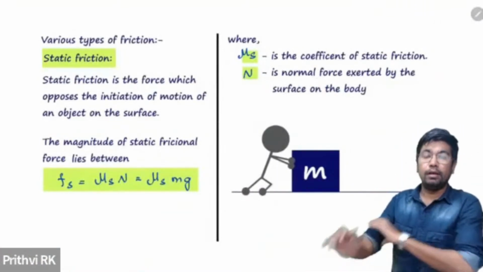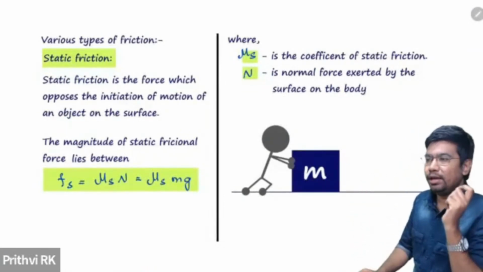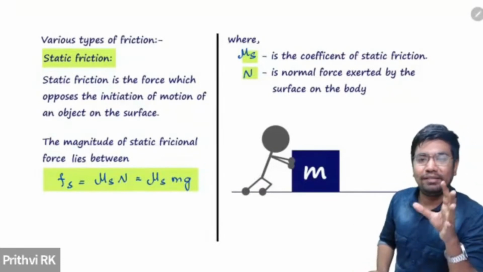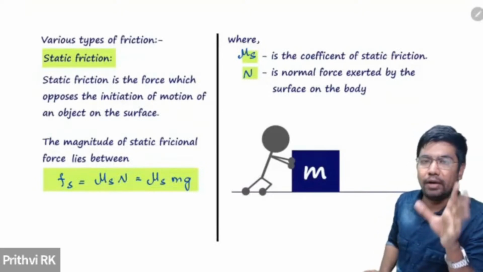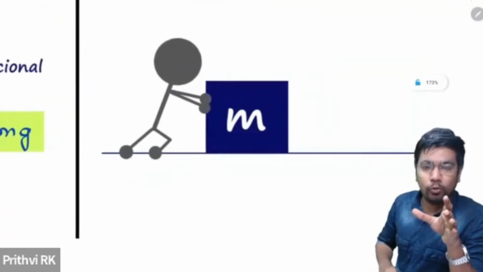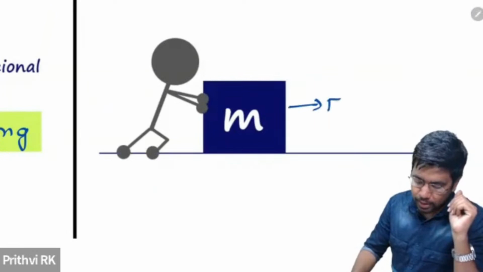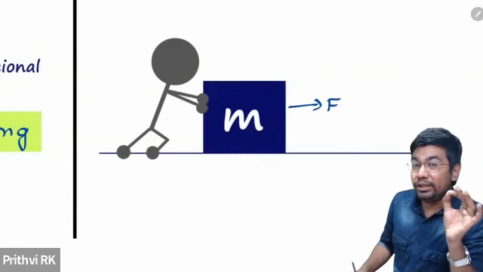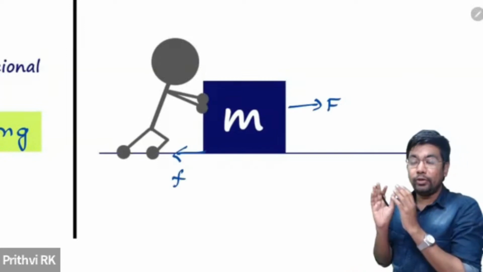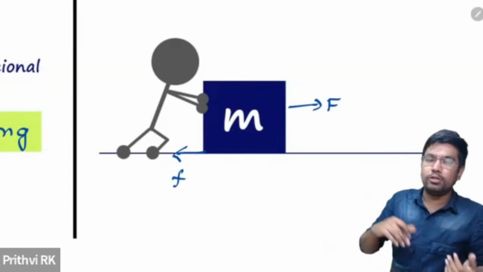Fine. Super. Now we'll move on to another very important but interesting topic: friction and types of friction. The first rule you have to understand about friction is this. When you apply a force and try to move an object, here is a mass M and I'm trying to move it, so I apply a force F. The friction will always act in the direction opposite to the force which you apply.